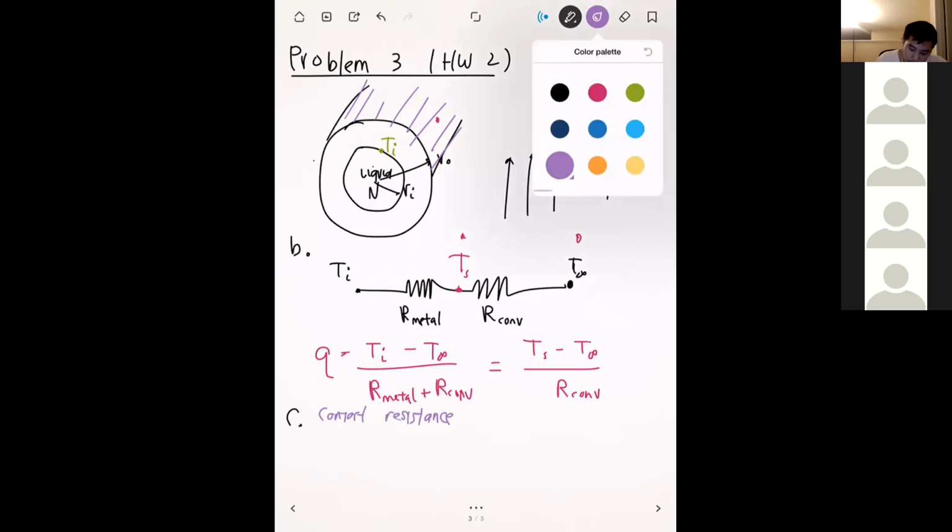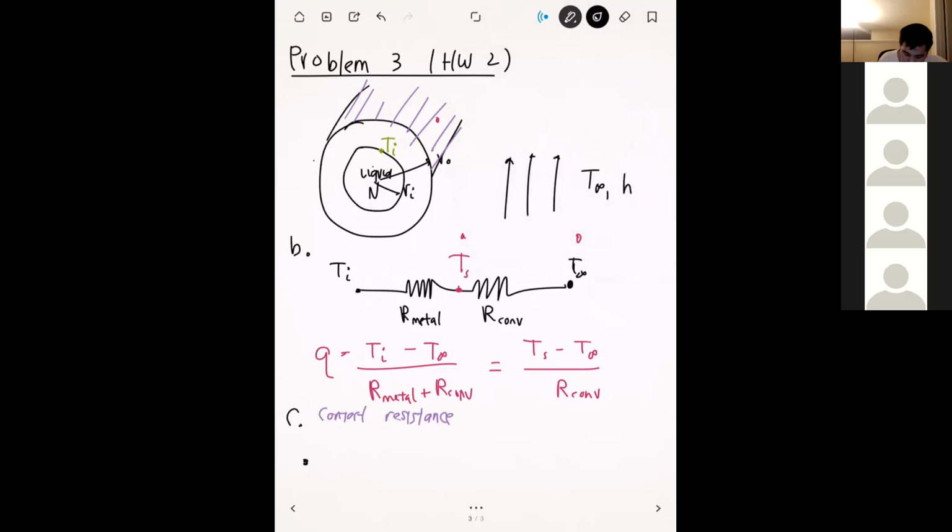Right. If we draw the updated thermal circuit, we're going to have one more resistance on top of this. This is Ti, this is T infinity, this is our metal, and this is our convection. And this new resistance in the middle right here is the resistance of the chemical spray.